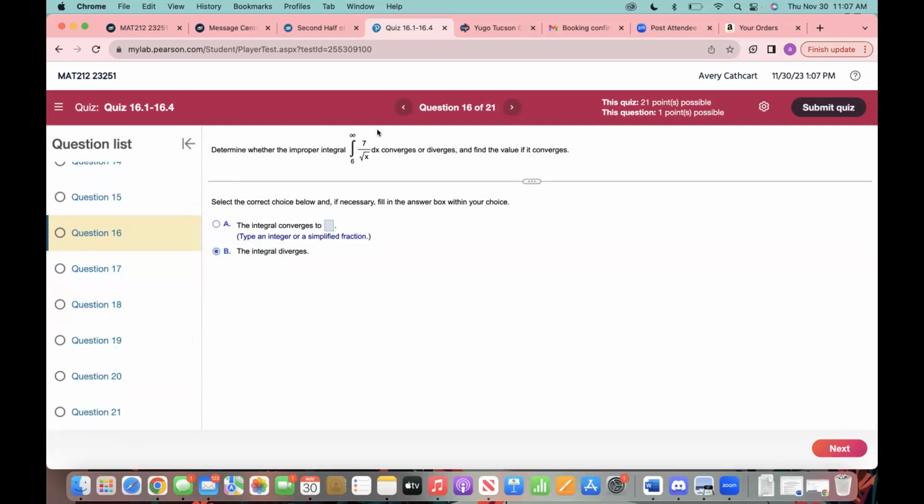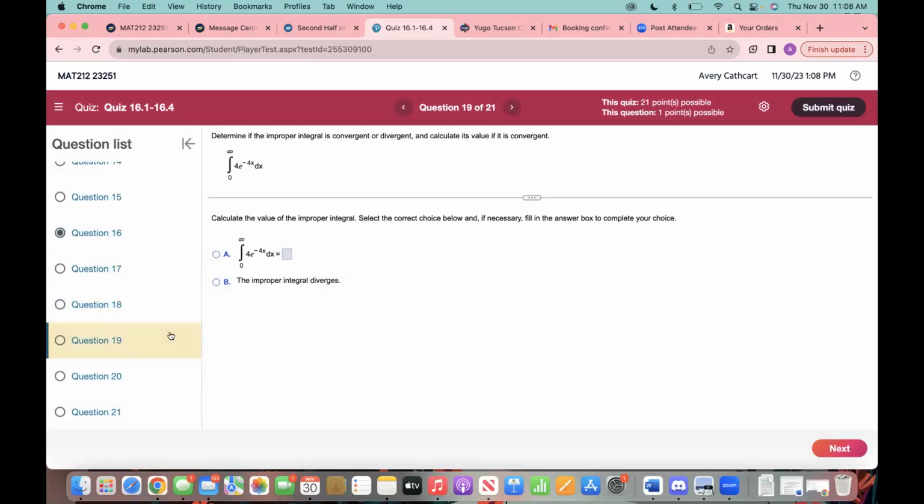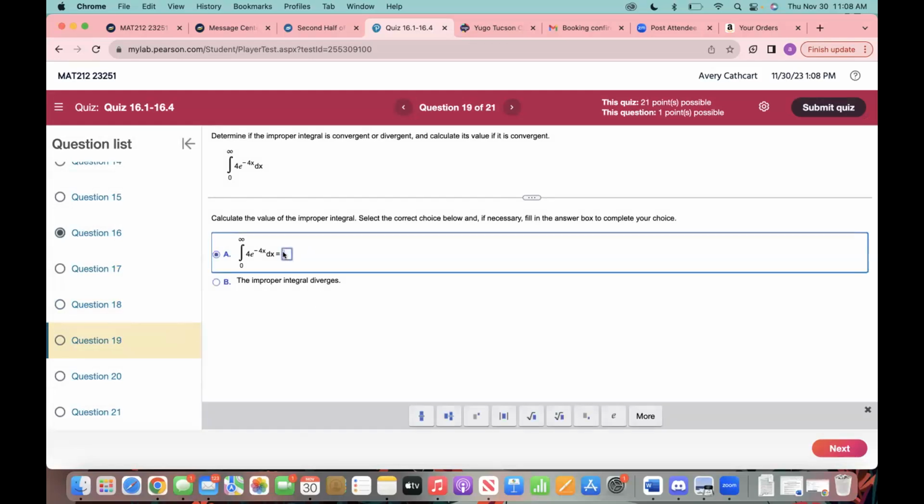The square root of x. Oh, this? Yeah. Okay. This one might diverge. We'll look at it together. Go ahead and go to the next one, please. This one goes to 1. You just type the answer of 1 in there for A.